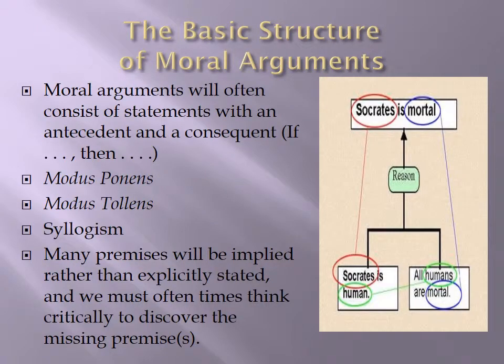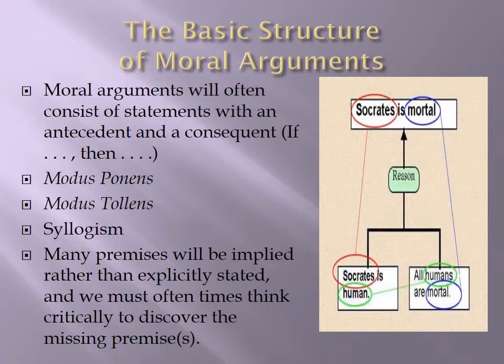Okay, let's take a look at the basic structure of moral arguments. The most common type of moral argument or moral statement that you will see consists of really two different phrases. One is called the antecedent and one is called the consequent. Antecedents are if statements. If such and such happens, that's the antecedent. It will be followed by a consequent: then such and such will happen.